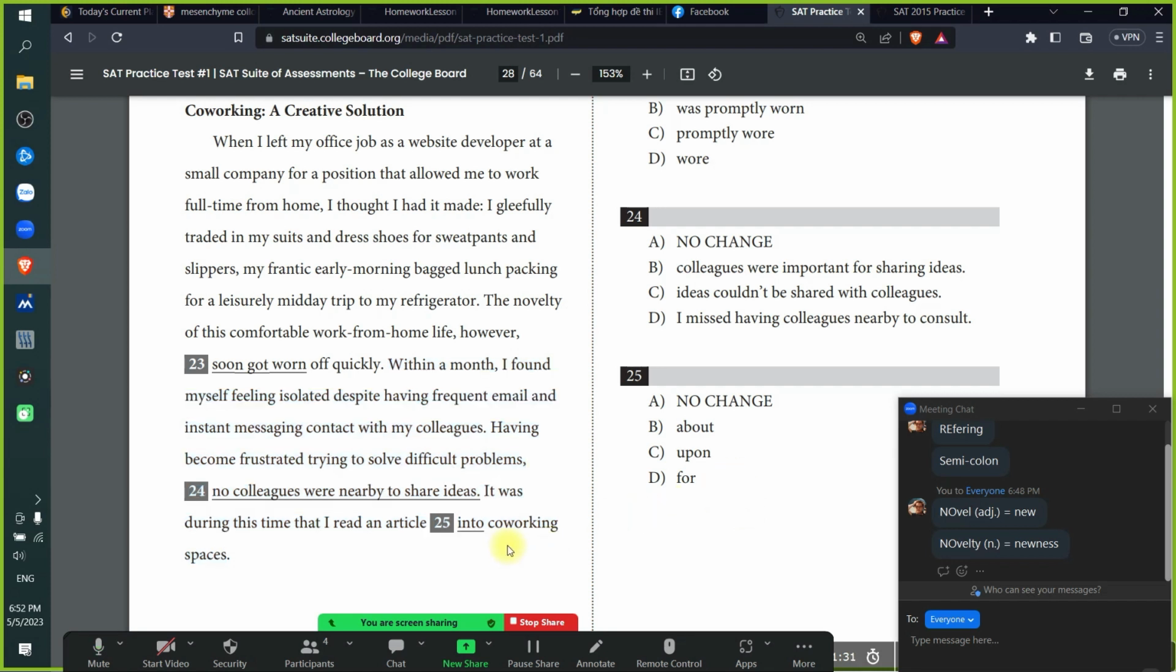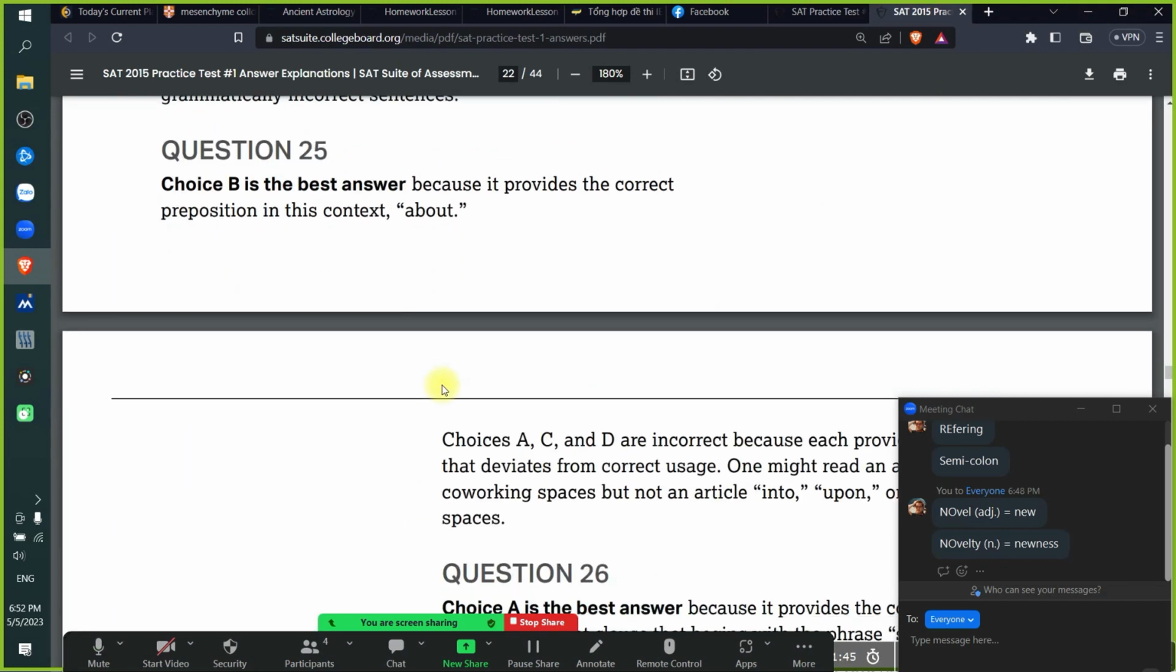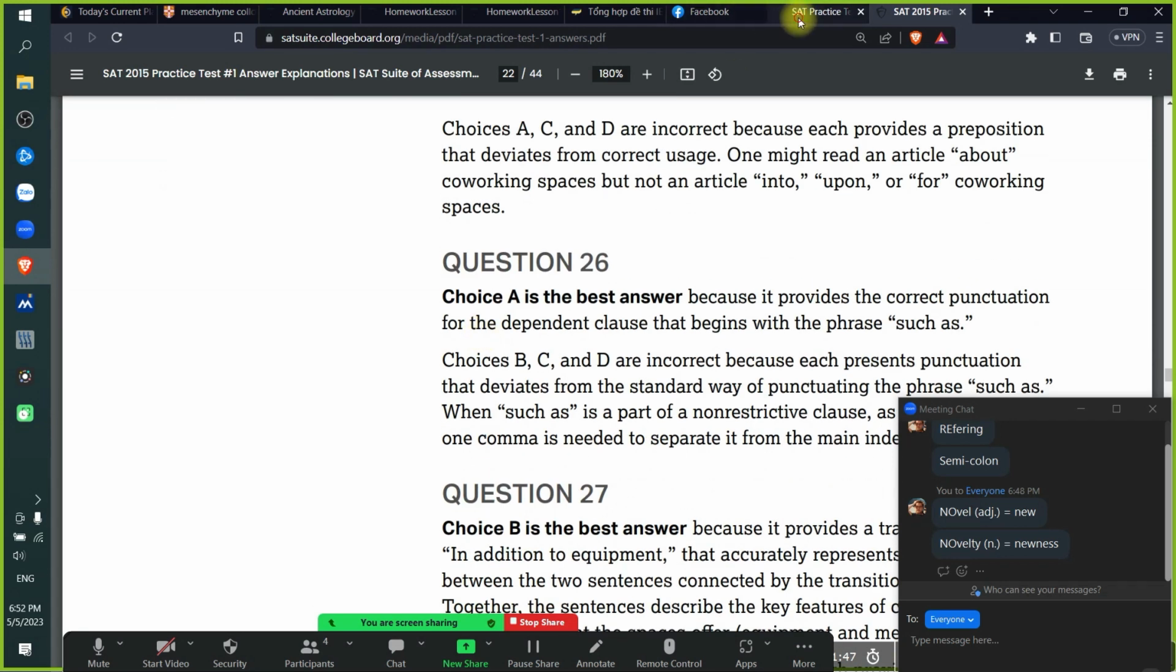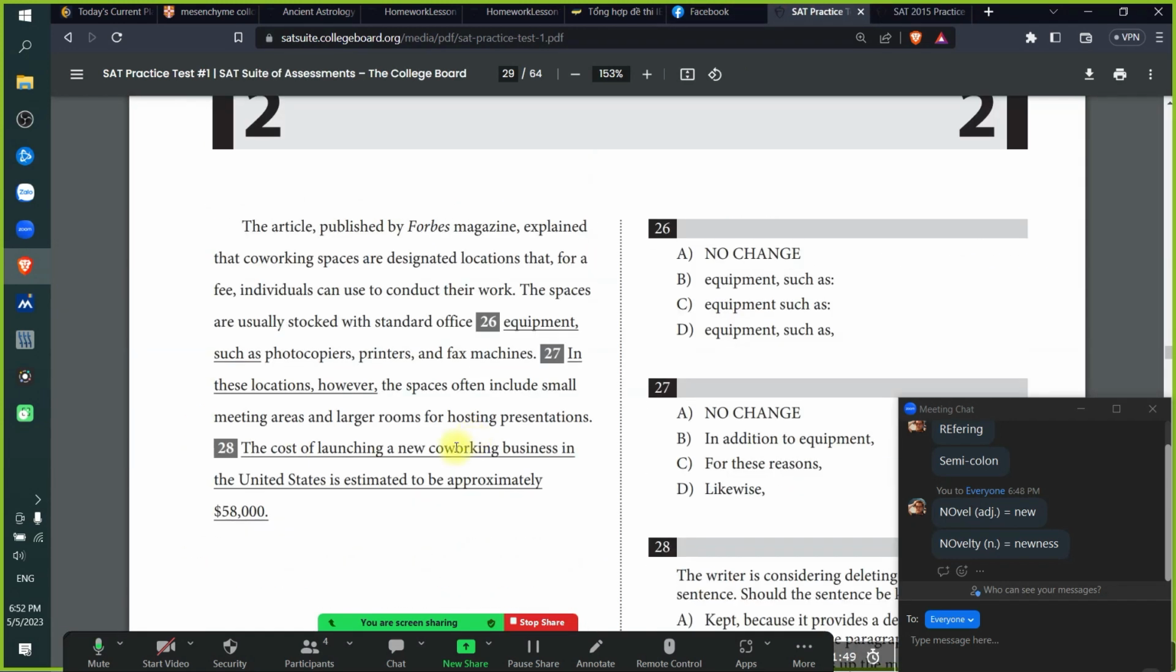25. It was during this time that I read an article. 25. About. Very good. About. Okay, 26. Let's move on now.